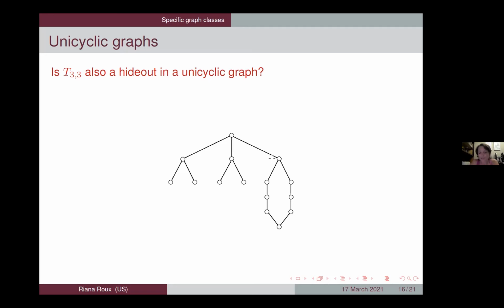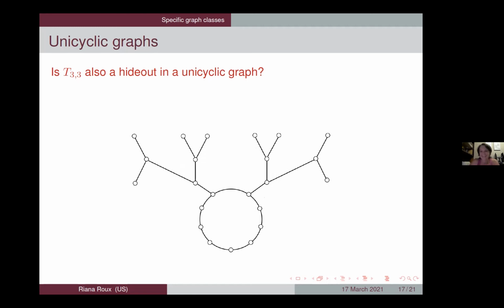But we've managed to show that it can almost always hide on T33. The only case where it does not happen is when we have the cycle between two leaves of the same branch, except for this case. I call it the reindeer graph. It looks like a reindeer.